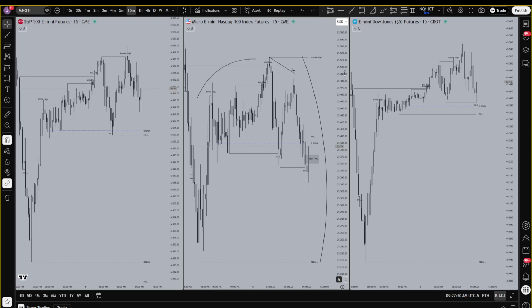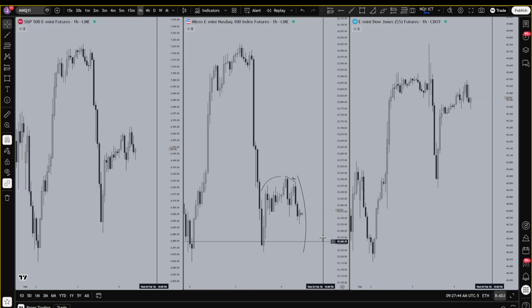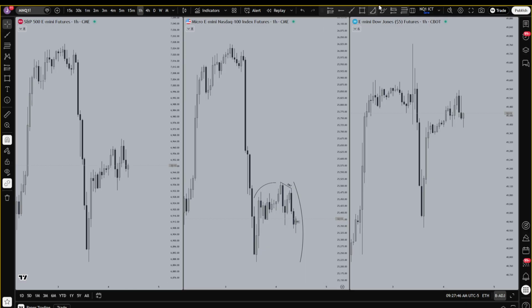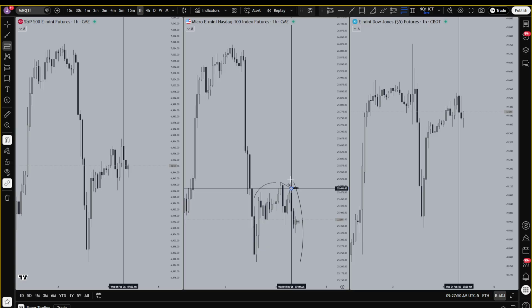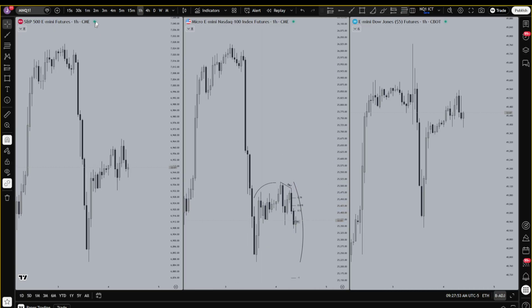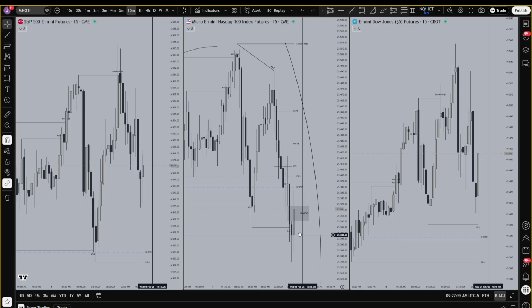There's an unfilled hourly gap at 418 for NQ at least. That would be in discount of this range. See if this 15 holds into the opener, flips.